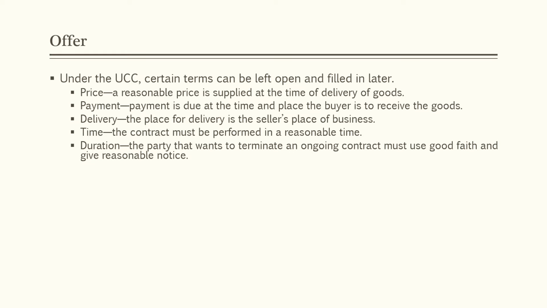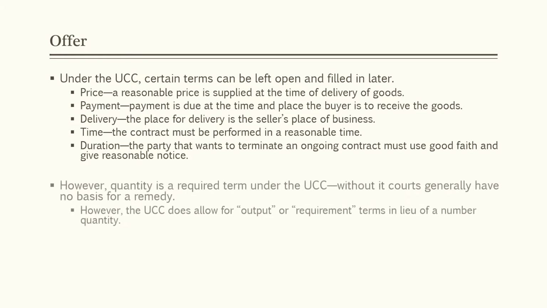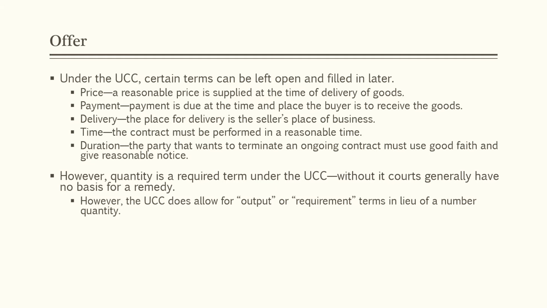Time can be missing, so that means the contract can just be performed in a reasonable time. Duration: the party that wants to terminate an ongoing contract must use good faith and give reasonable notice. There doesn't even have to be a term of duration. However, as we've discussed in previous lessons, quantity is a required term under the UCC. Without it, courts generally have no basis for a remedy.